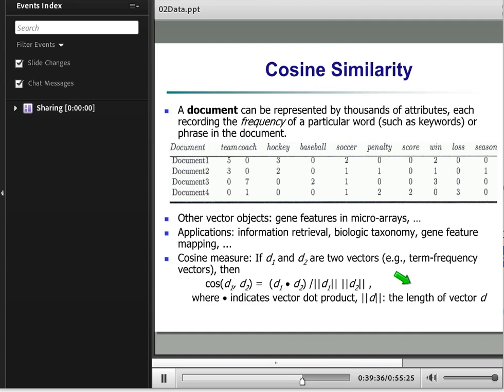To do this, we should talk about documents. We say that a document consists of thousands of attributes. Each attribute is a word. But we are just looking for some keywords, not all words, because some words are not interesting for me, but some of them are. So in each document we have lots of keywords.